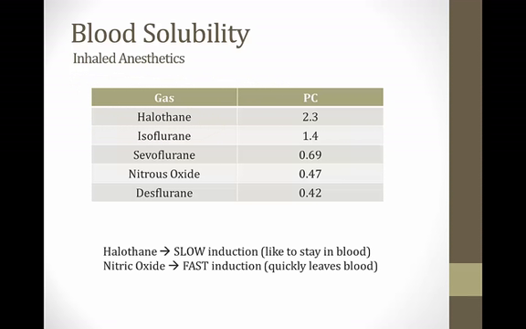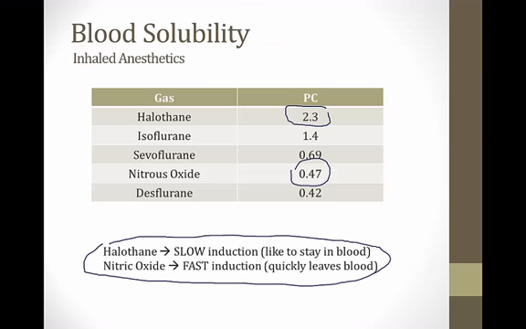And these are some partition coefficients for various anesthetics. So halothane has a very high partition coefficient. That means it likes to be in the blood form. It has a high solubility in blood. On the other hand, nitrous oxide has a very low partition coefficient. That means it is not very soluble in blood, and it likes to be in the gaseous form and quickly exert its effects. And I've sort of summarized these for you down here at the bottom.